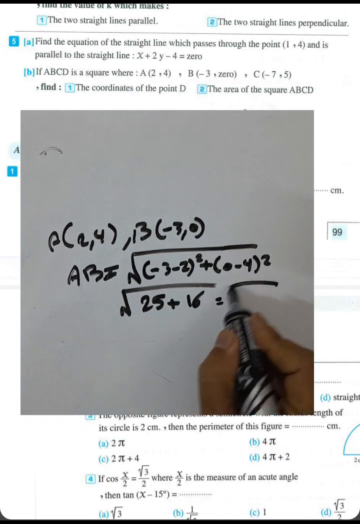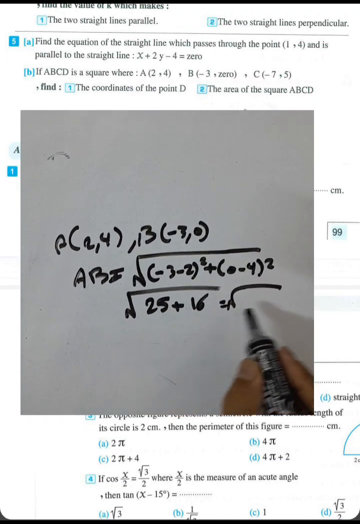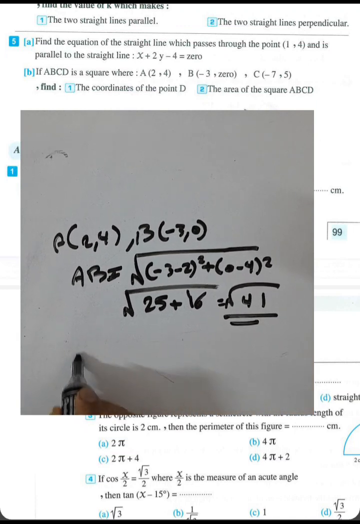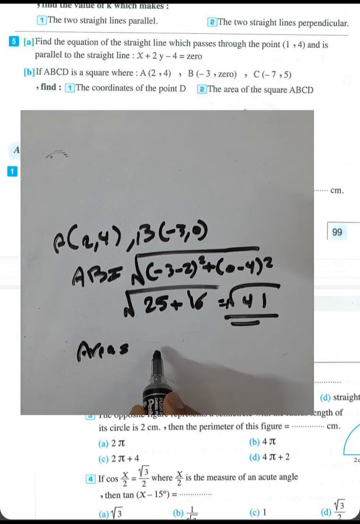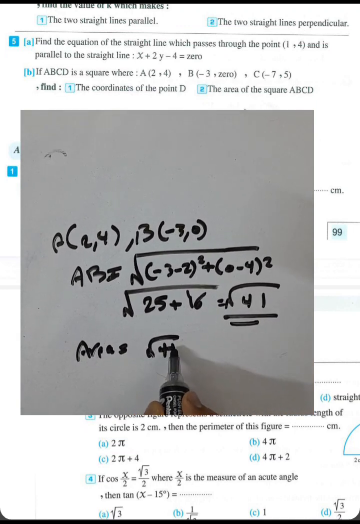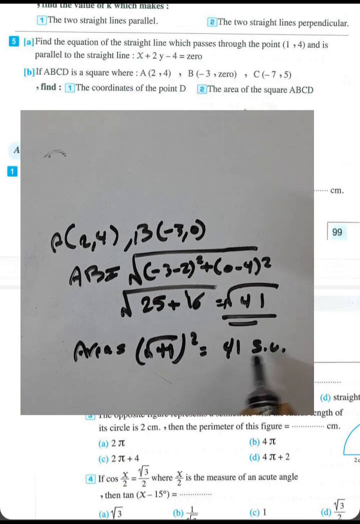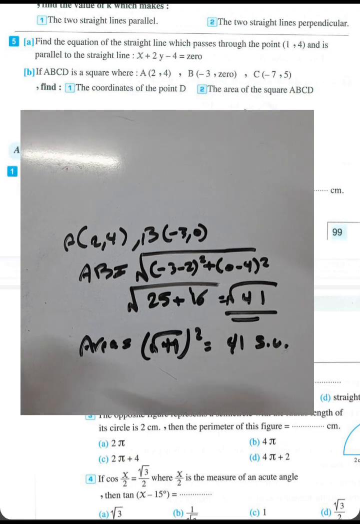The sum of them is 41. Then the area will be equal to the square root of 41 to the power 2, which is 41 square units, the area of the square.